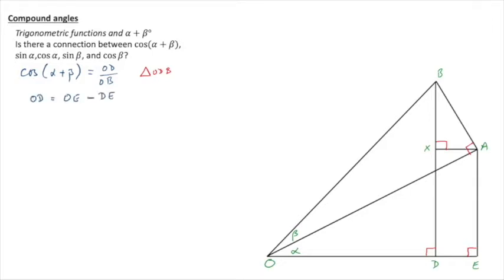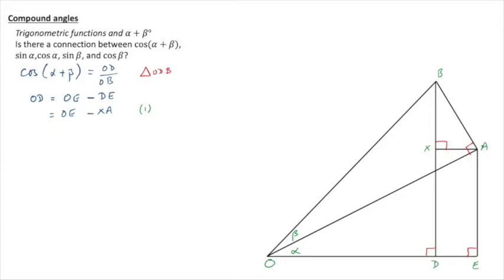We can see that OD is equal to OE take away DE. Because DE and XA are the same, those two right angles, the right angle at D and the right angle at E, mean that the lines going up are parallel, and therefore the distance XA is the same as the distance DE. Then we can say that OD is equal to OE minus XA.